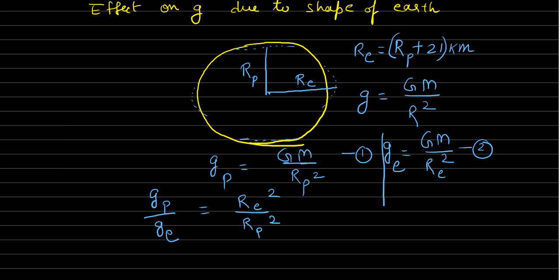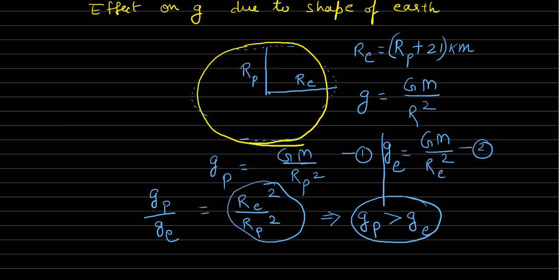So as the radius of Earth is more by 21 kilometer on the equator, this fraction will be greater than 1. Hence we can conclude that gravity on poles is greater than gravity on equator.